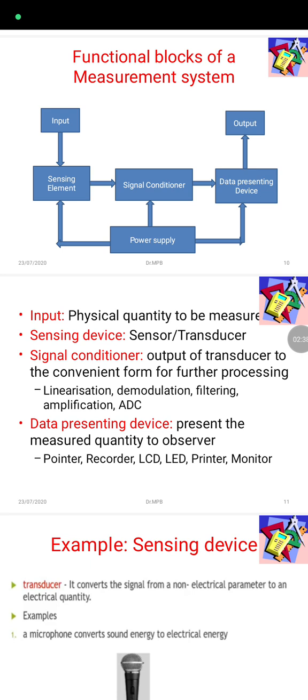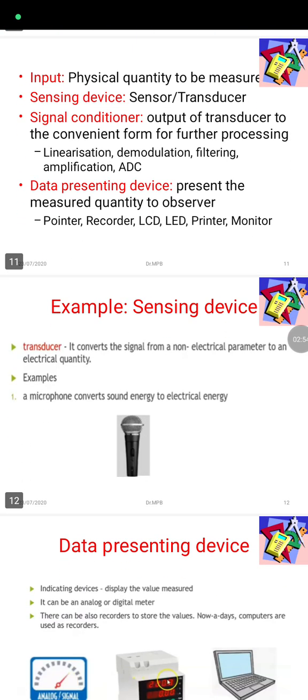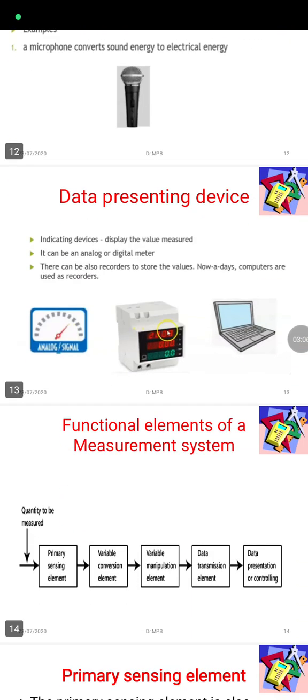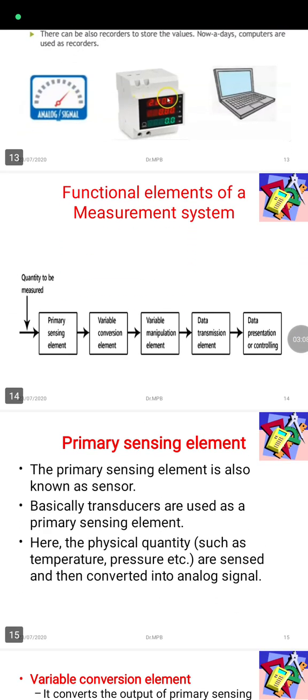Signal conditioner output is given to the data presenting device. Mostly the data presenting devices are pointer, recorder, LCD, LED, printer, monitor, etc. The data presenting device is used to present the measured quantity to the observer. Some of the examples of sensing device: microphone which converts sound energy into electrical energy. Data presenting device examples are given here, and again shows the functional elements of a measurement system.